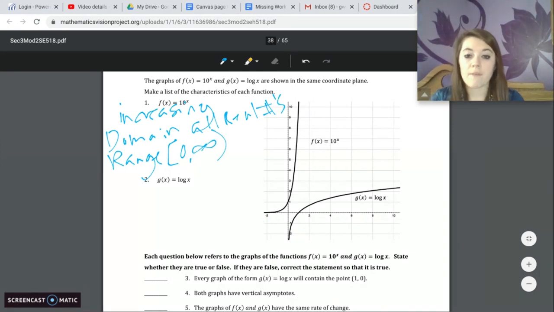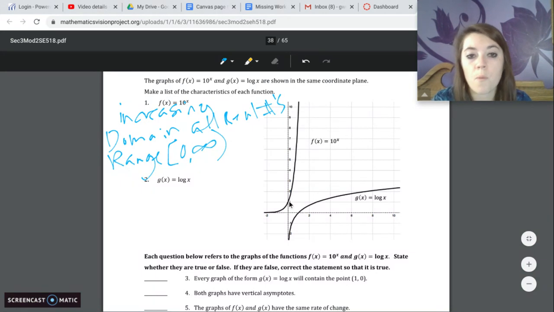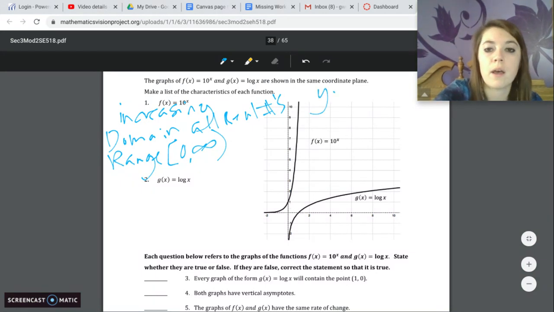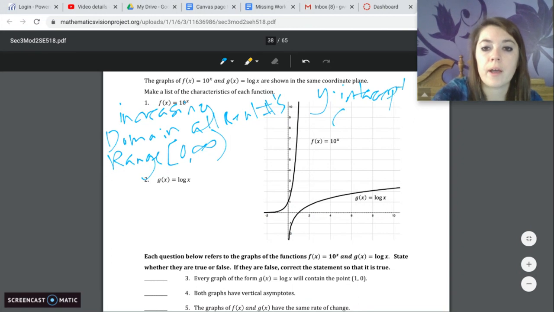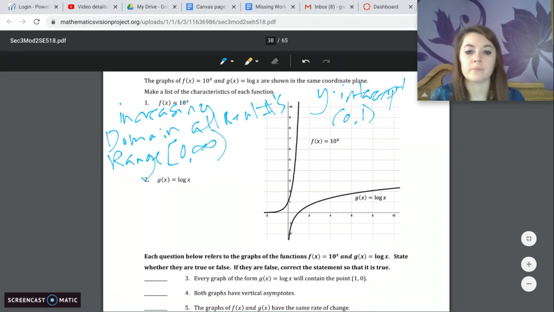All right, we have a y-intercept at 1. So y-intercept at 0, 1. And we have no x-intercept. So that's what we know about our exponential function.